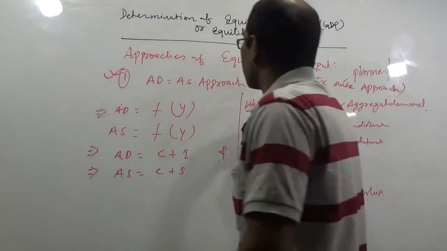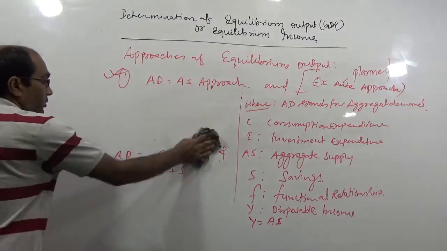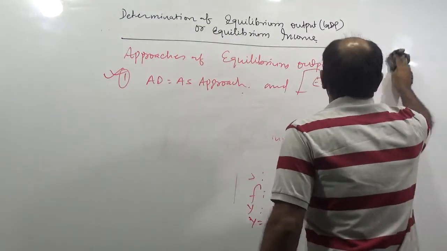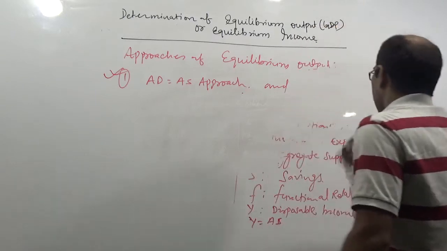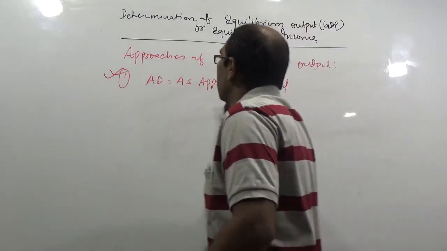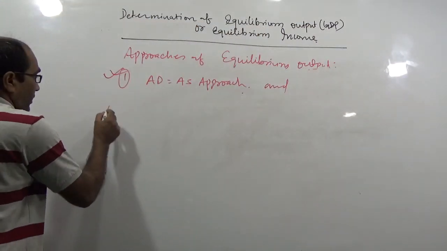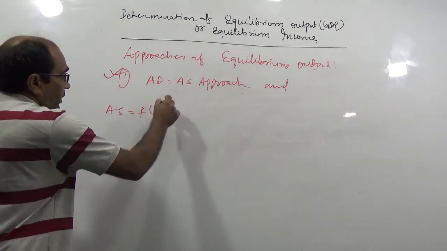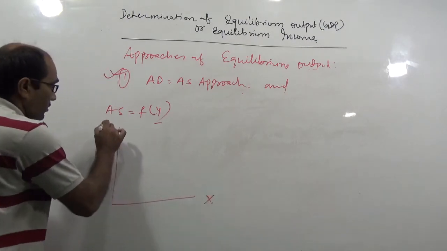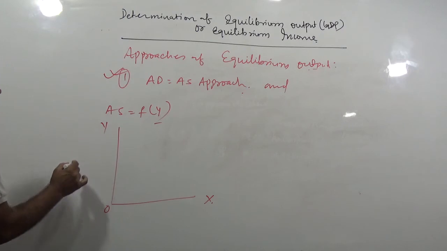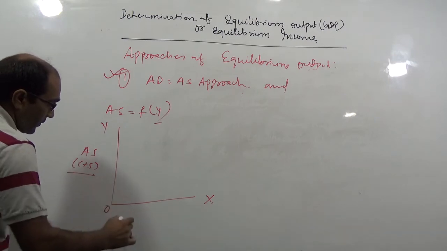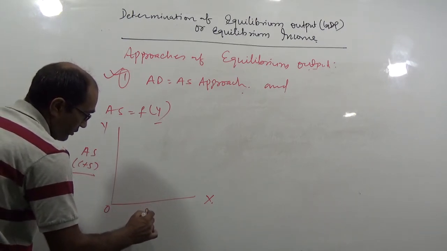So let's see one by one how to determine the level of equilibrium output or income through the AD and AS approach. First, let's start with the AS. AS is the function of Y. X-axis, Y-axis. Along the Y-axis, we have to give the value of AS, that is C plus S, and along the X-axis, the level of income.